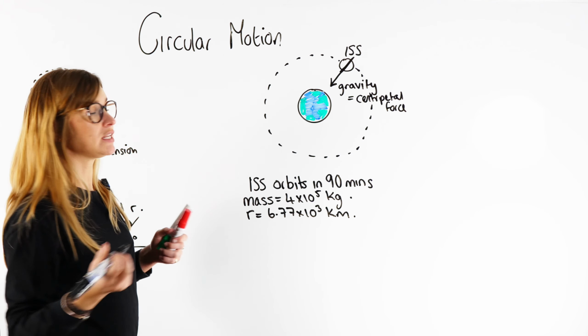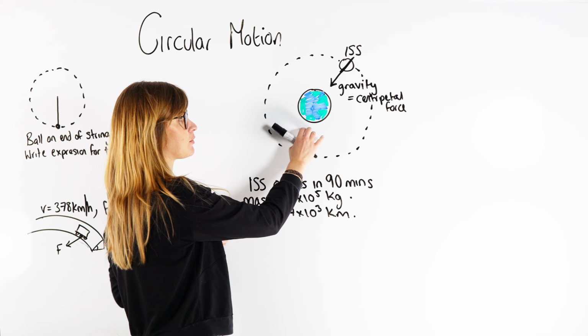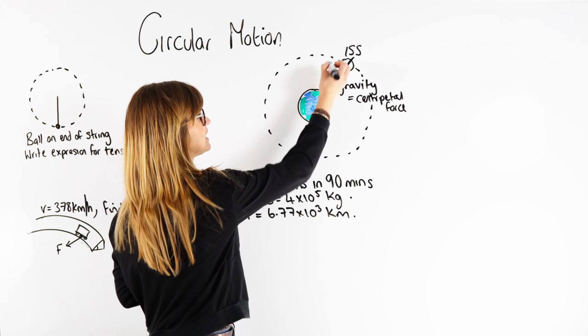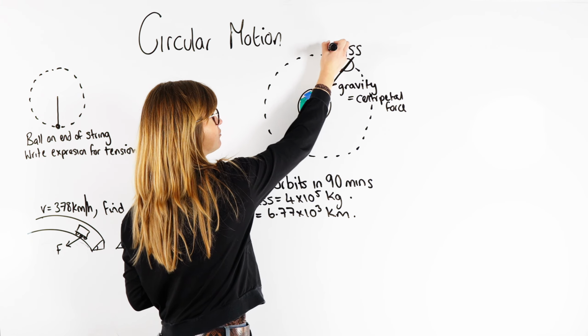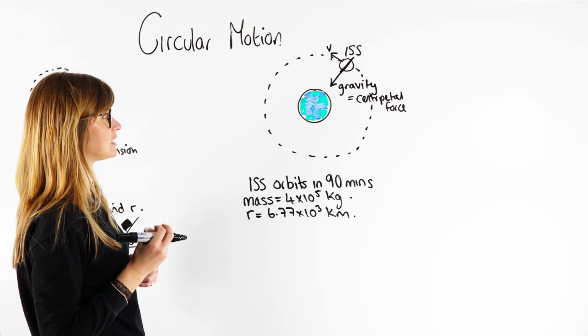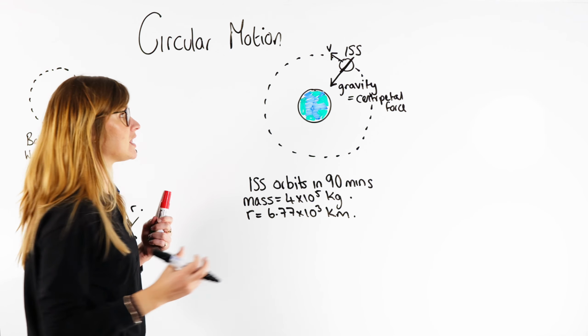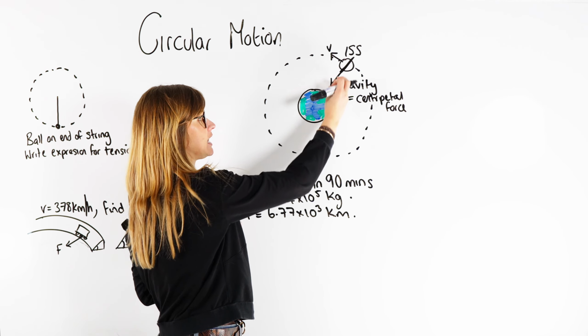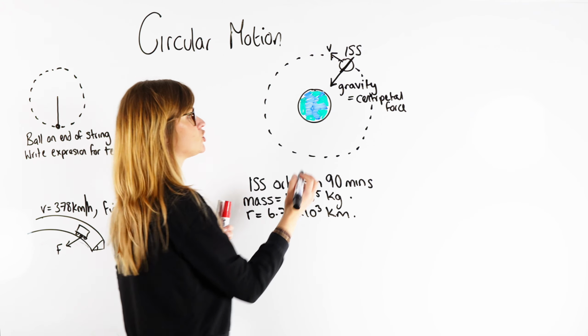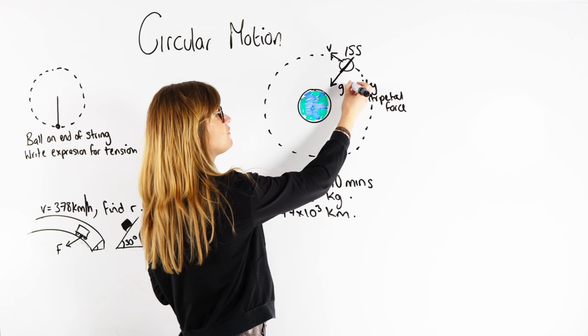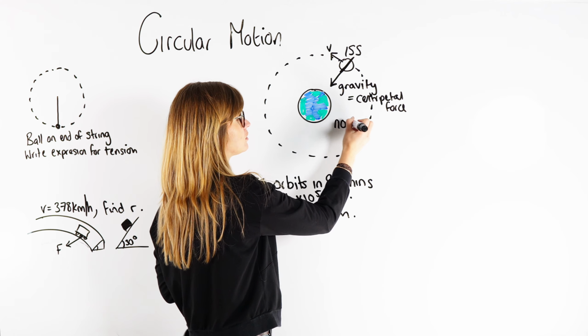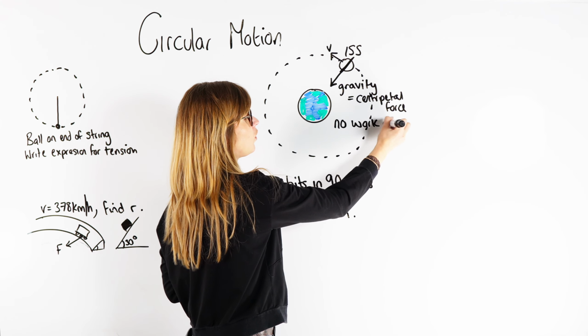Okay, we know the satellite doesn't end up crashing into the Earth because the satellite has a speed, right? It orbits at a certain speed. So we know that the force of gravity doesn't pull that satellite towards the center of the Earth because it doesn't do any work. So gravity does no work on the satellite.